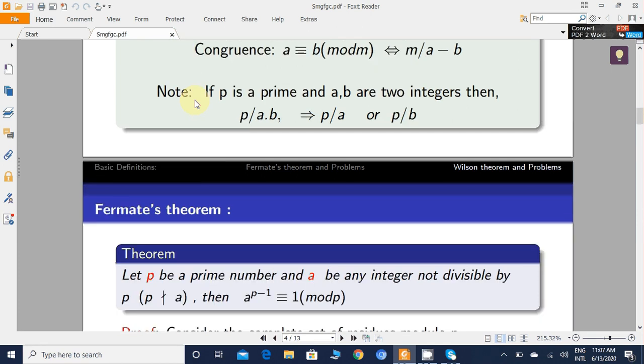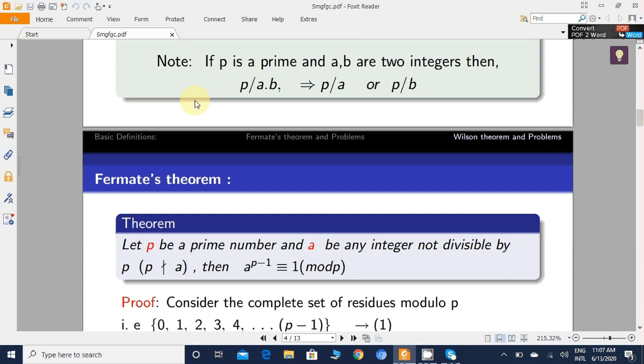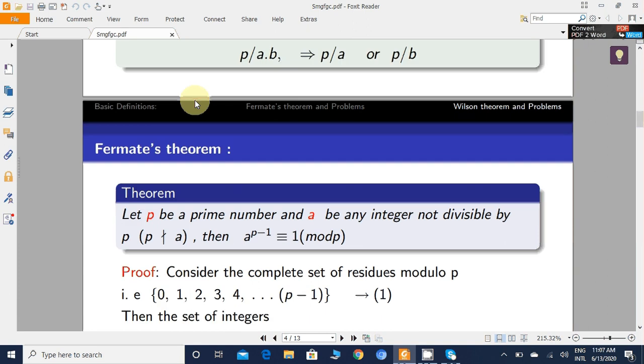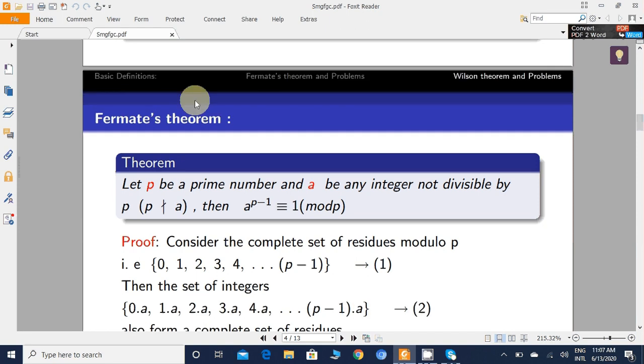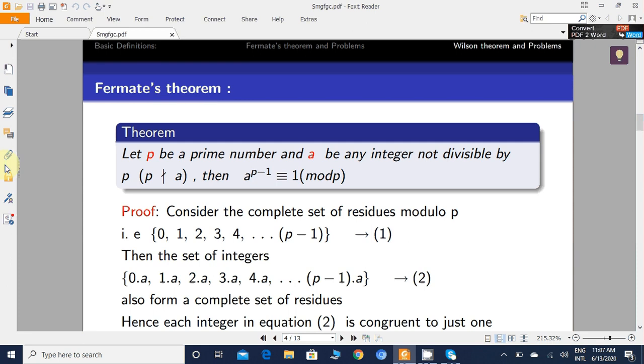Now we are going to prove the theorem. The first one, Fermat's theorem. The statement is, let P be a prime number and A be any integer not divisible by P. Then A power P minus 1 is congruent to 1 mod P. Now the proof of this. Consider the complete set of residues modulo P, that is 0, 1, 2, 3, etc., P minus 1. Call it equation number 1.